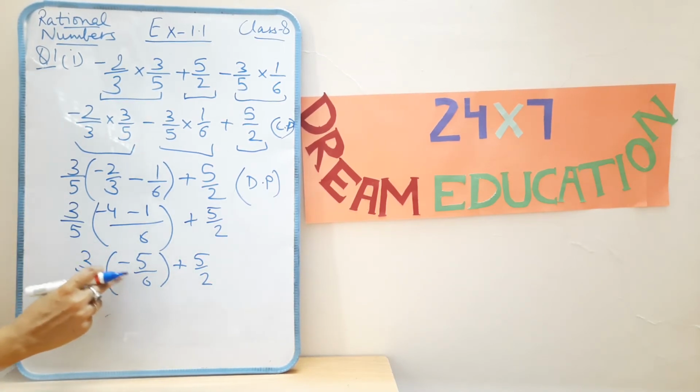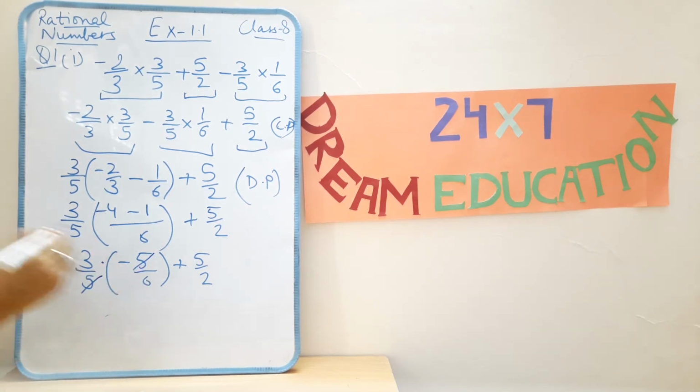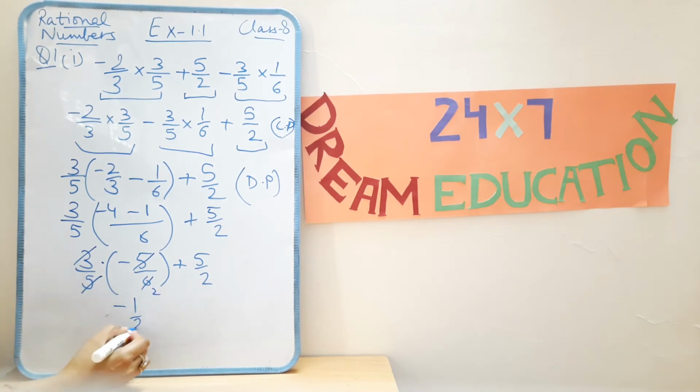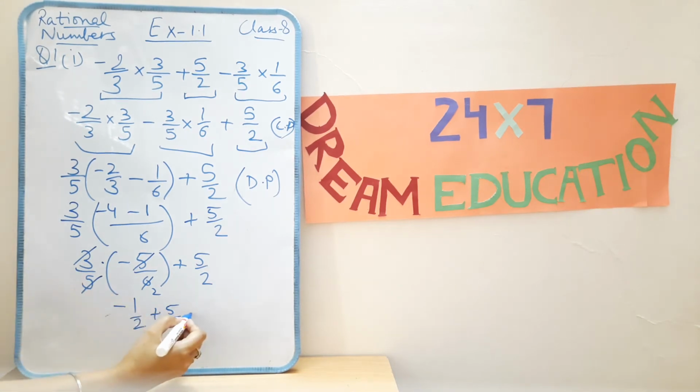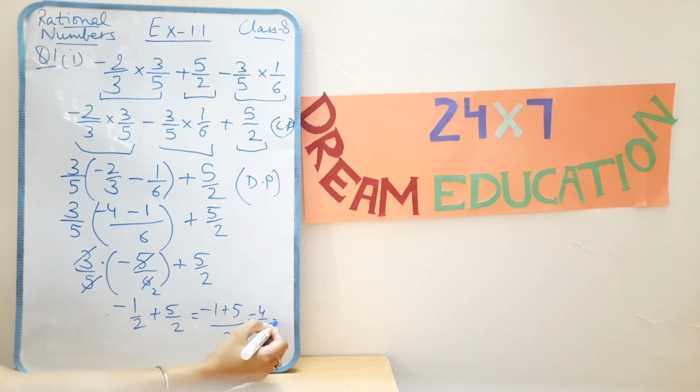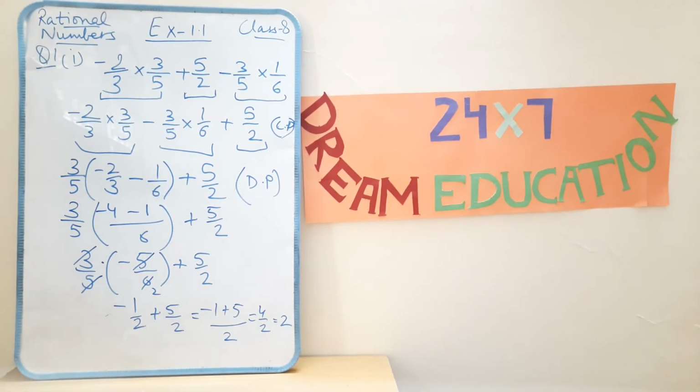Now, since there is a bracket, it means multiplication, so you can cancel this 5 and 5, and this 3 2's are 6. So it will be minus 1 by 2 plus 5 by 2. Again we will take the LCM. It will be minus 1 plus 5 over 2. Minus 1 plus 5 is 4. 4 by 2 equals 2. So the answer for this question is 2. We have solved it using the properties; the commutative property and the distributive property have been used.